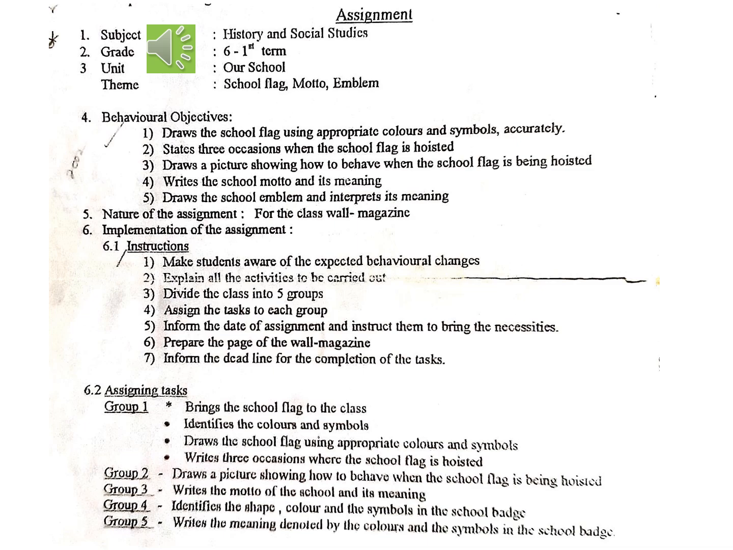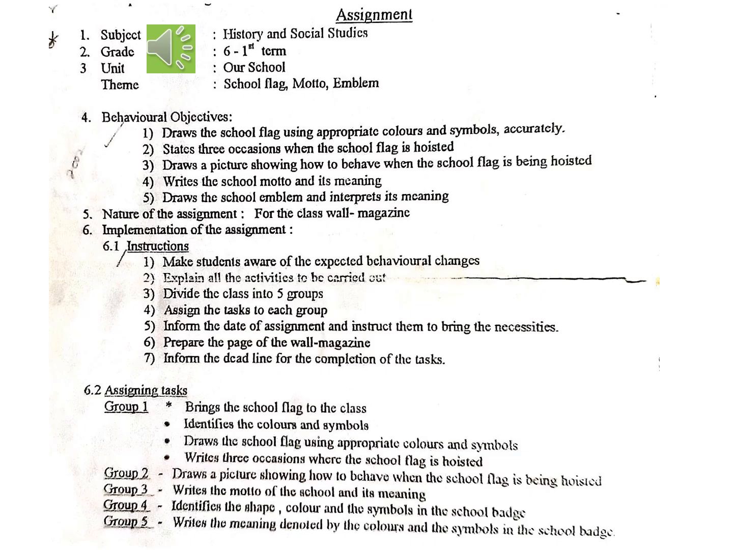Not only the school flag, no theme. What's the theme? School flag, motto, emblem, the badge. Then write the motto and its meaning. Draws the school emblem and interprets its meaning. The school badge. Those are the objectives. So in your assignment, those things should be there. What are the things? Subject, grade, the unit or theme, and objectives.